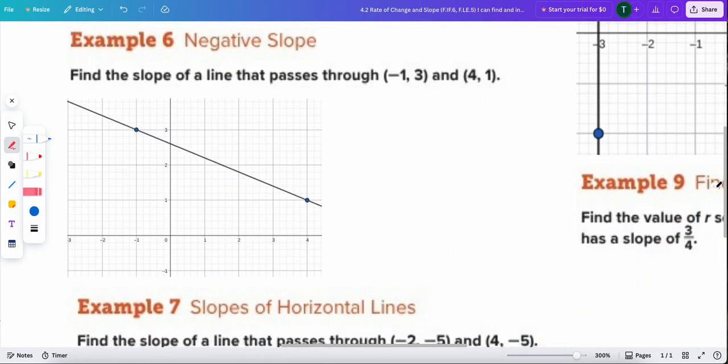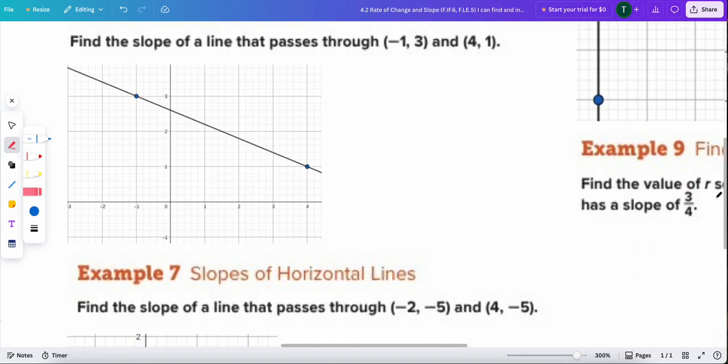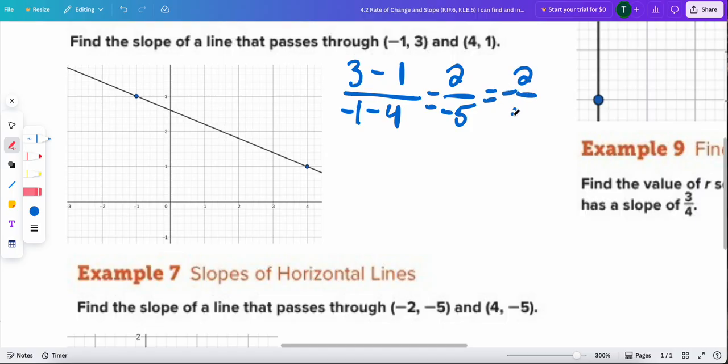Now we can also do the same thing if we have a negative slope. So we're going to go ahead and do the formula, and then I'll show you the counting method. So if I take 3 first for my y's, I have to take its x first, which is -1. So my other y is 1. My other x is 4. So I have 3 minus 1, which is 2. -1 minus 4, which is a -5, meaning my slope is -2/5.